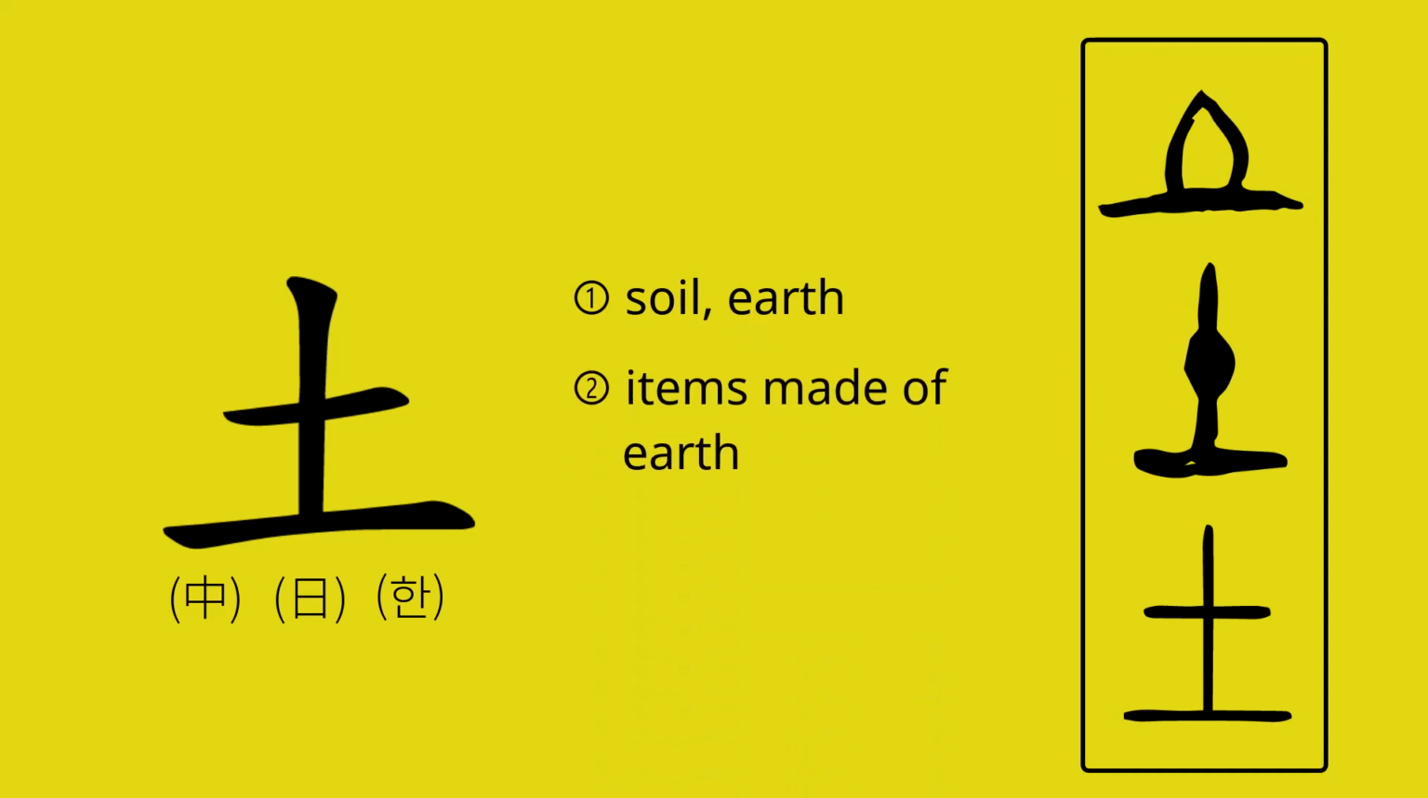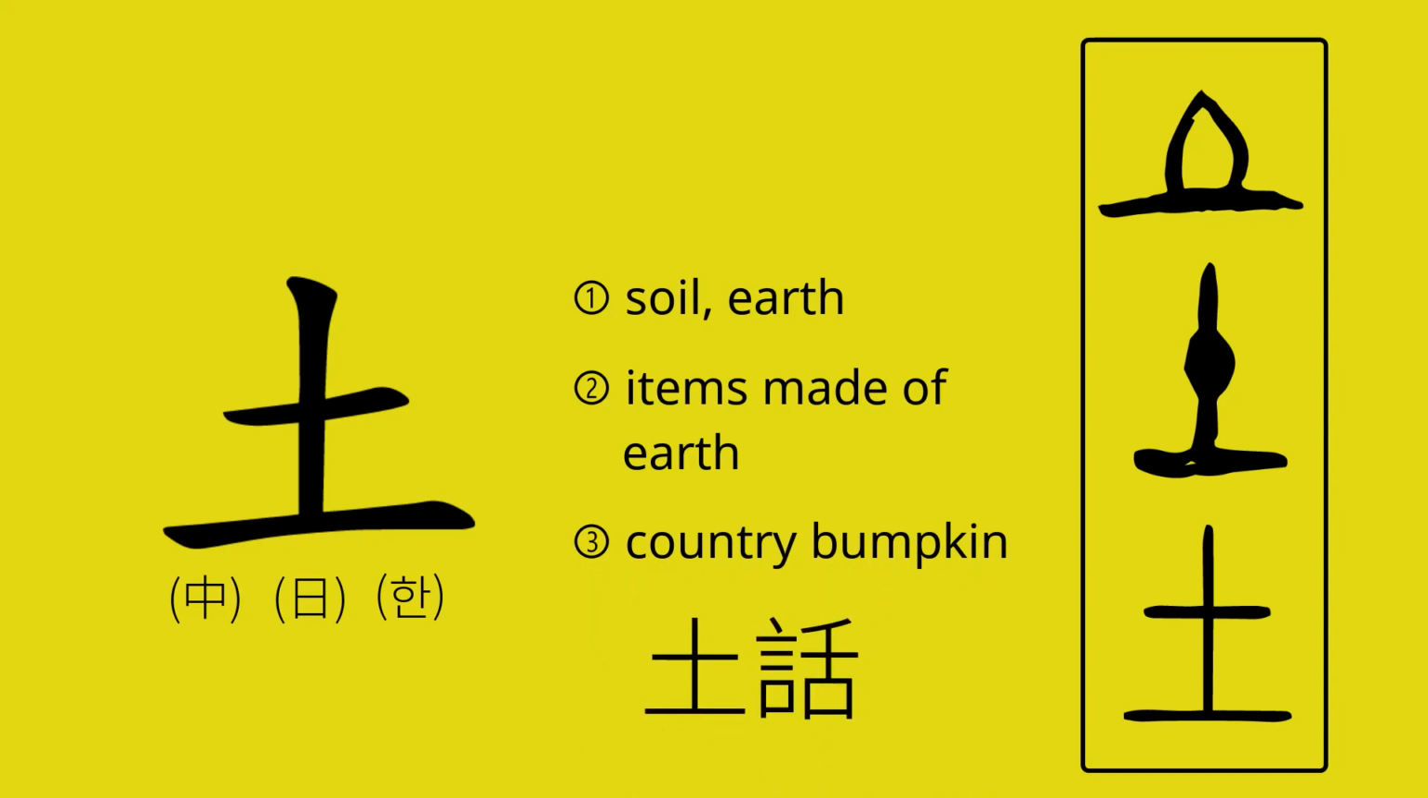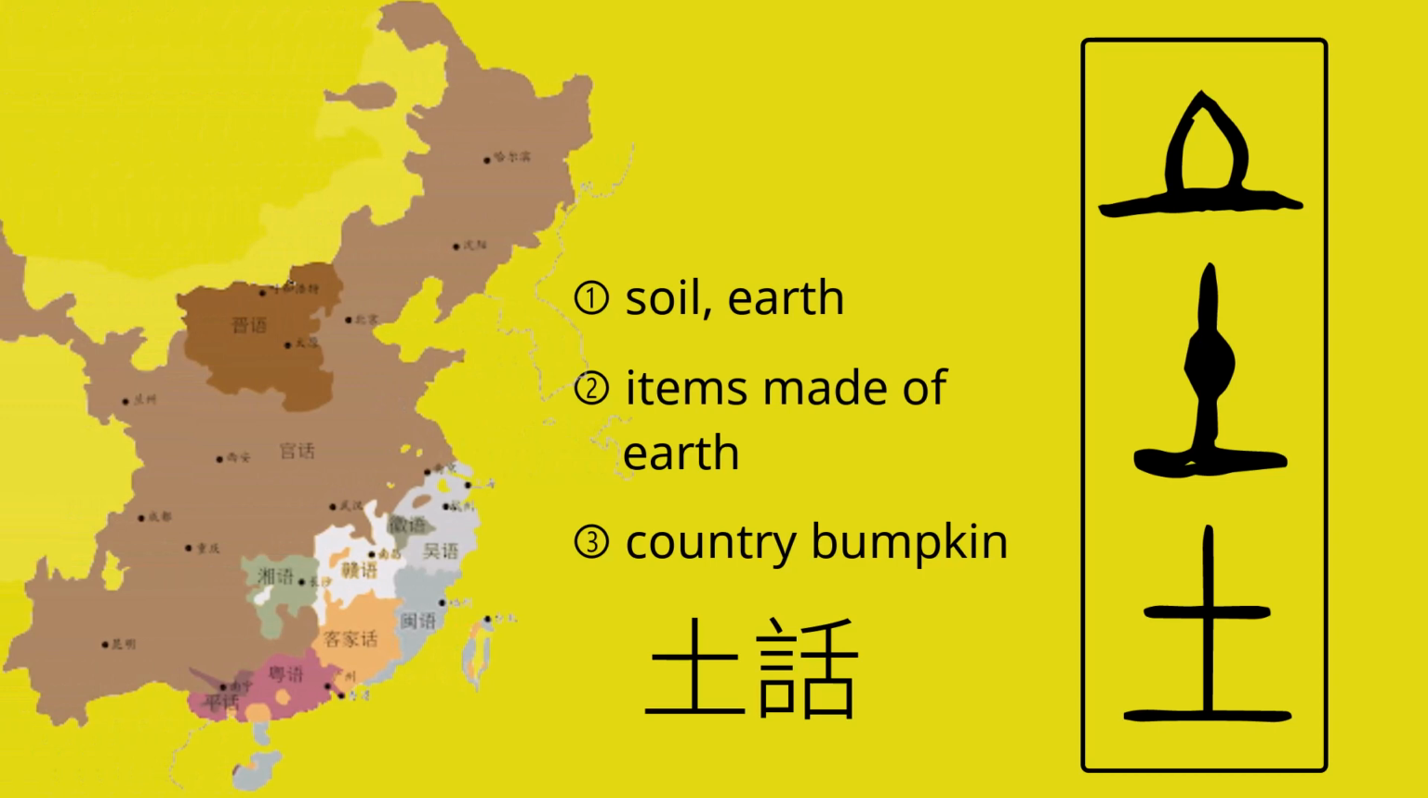In Chinese, the character is additionally associated with the sense of a country bumpkin. So when we put it together with the word for speech, hua, for instance, we get the term bumpkin speak, a slightly derogatory name for certain Chinese dialects, especially those spoken in rural areas.